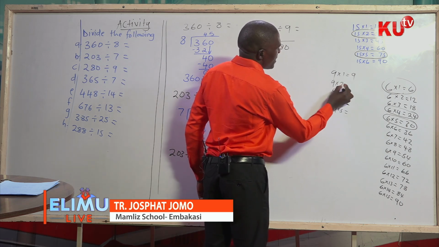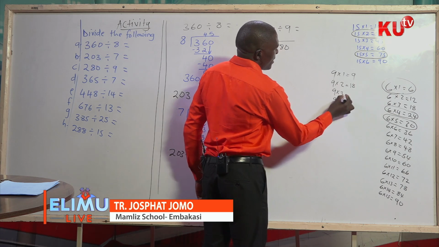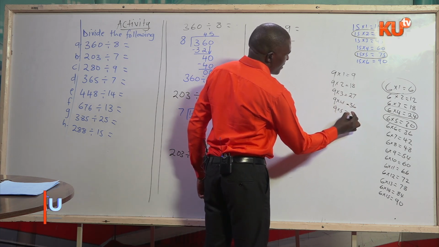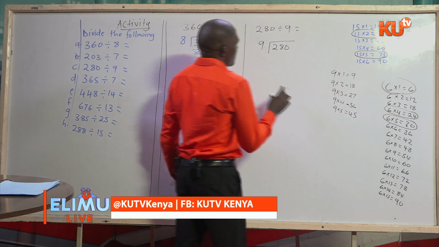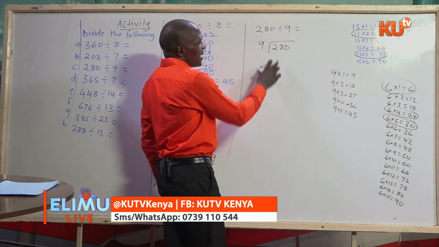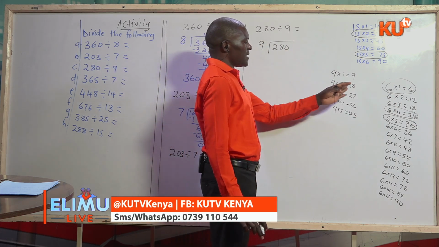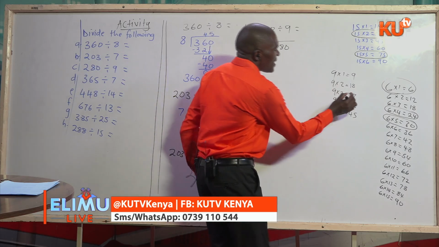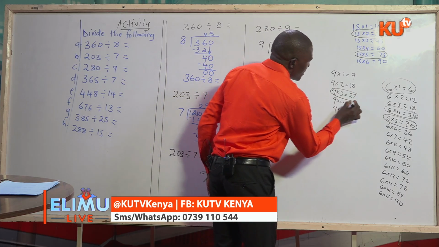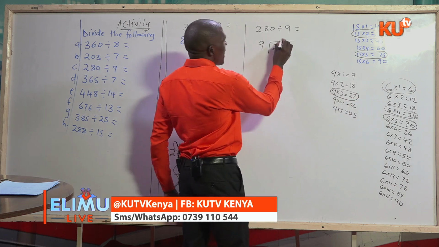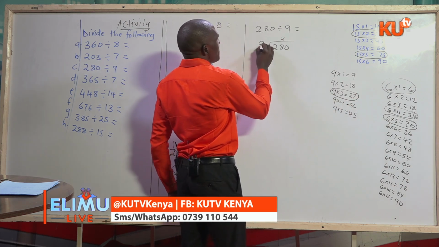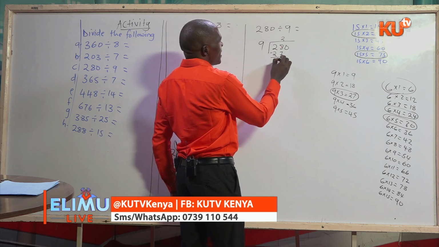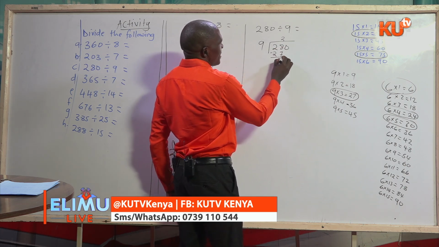This is 9. 9 times 2, 18. This is 27. This is 36. This is 45. 9 into 28, we do not have the exact number that you can multiply by 9 to give you 28, but we have the number that is close to that, which is 27. So if you multiply 3 by 9, it will give you 27. Subtract, it will give you 8 minus 7, 1.